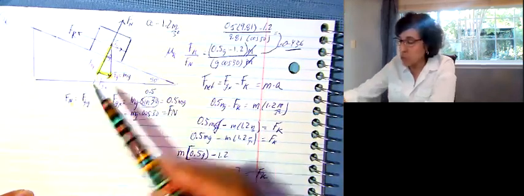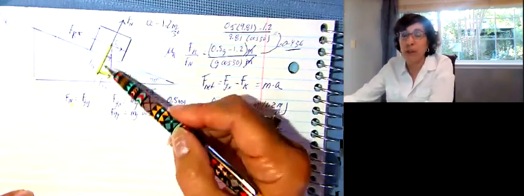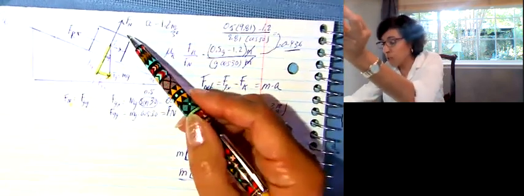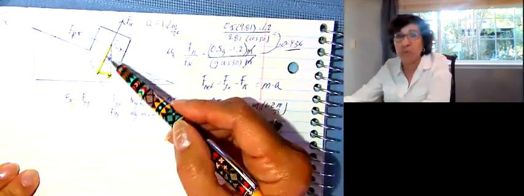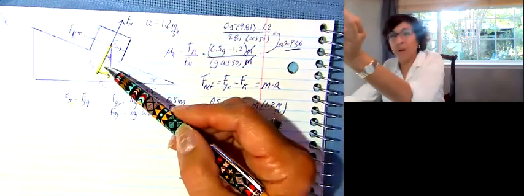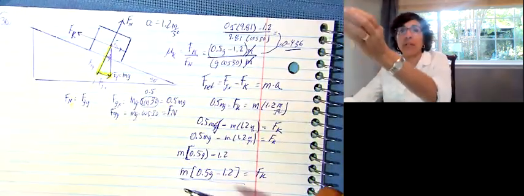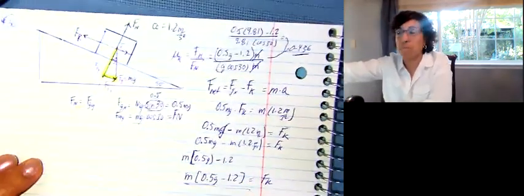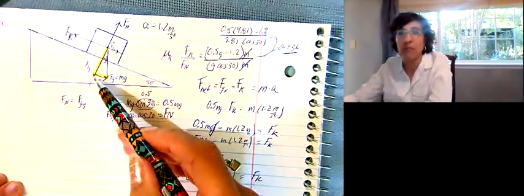Okay, so what do we do first? We looked at our y direction vectors and we realized that the normal force is equal to the mg force times the cosine of 30. All right, so I'm going to turn off the light here. See if that's better. That's better. All right, times the cosine of 30.